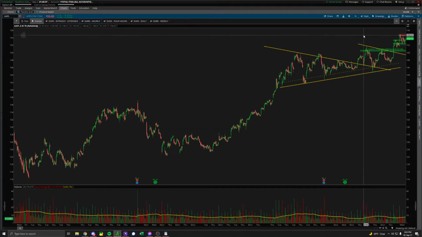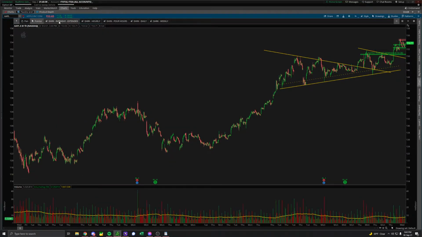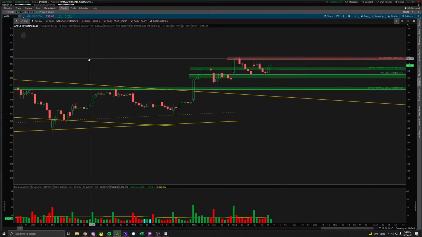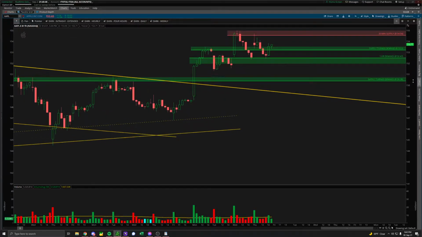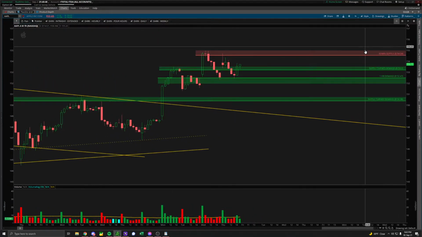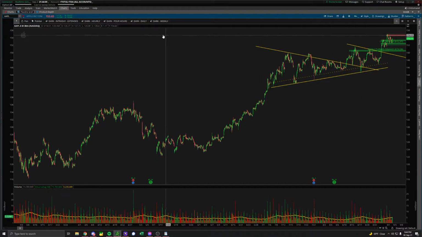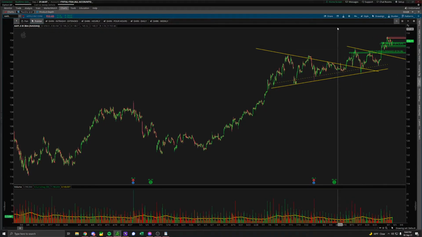So I ended up having these zones on Apple. You can see on the 30-minute supply, this is the hourly. I didn't see any zones here that I like. Usually I'll start on the hourly. If I don't see anything, then I'll move down to the 30-minute. And on the 30-minute is where I found a zone that I liked.